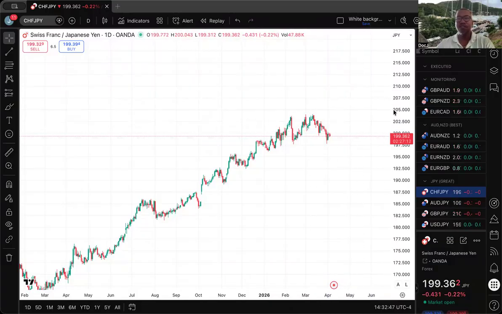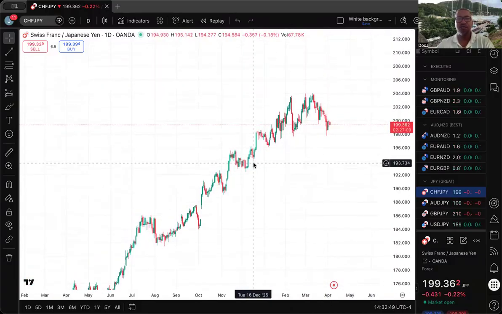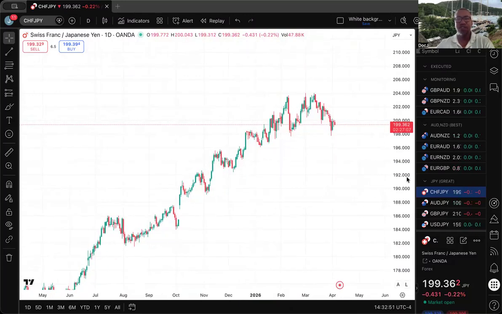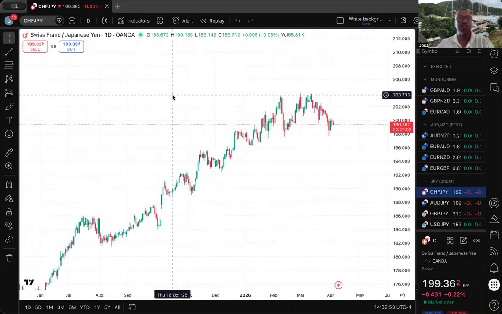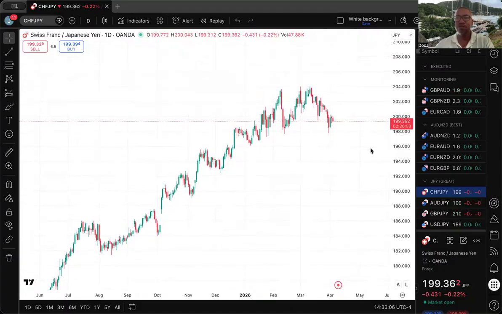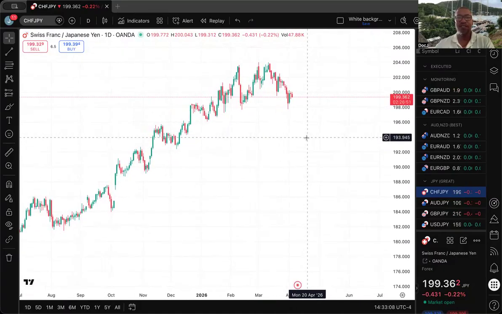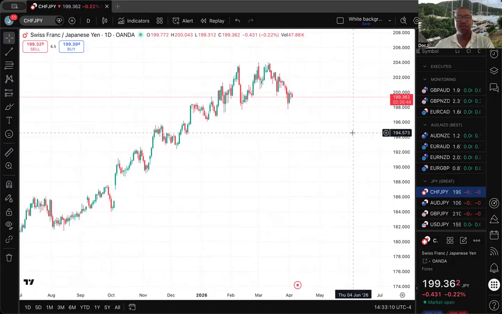So let's start it off on our chart. I usually analyze my charts by doing a top-down analysis, starting off with the weekly time frame, then going down to the daily and then the 4 hours. But for simplicity, let's look at our daily time frame here.